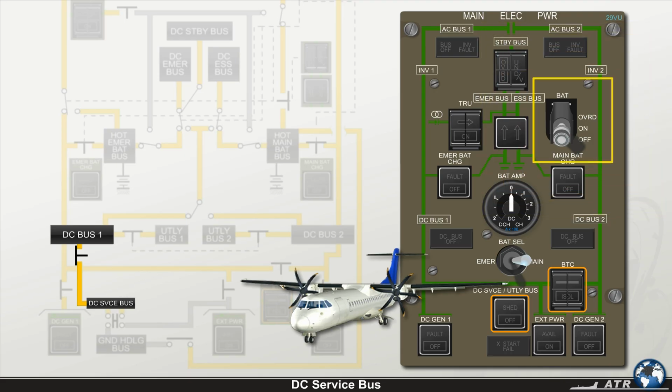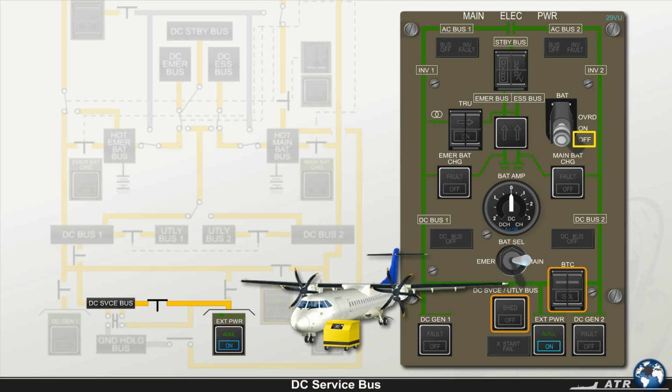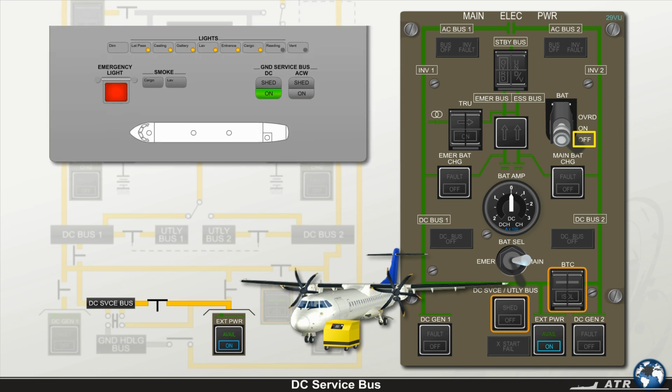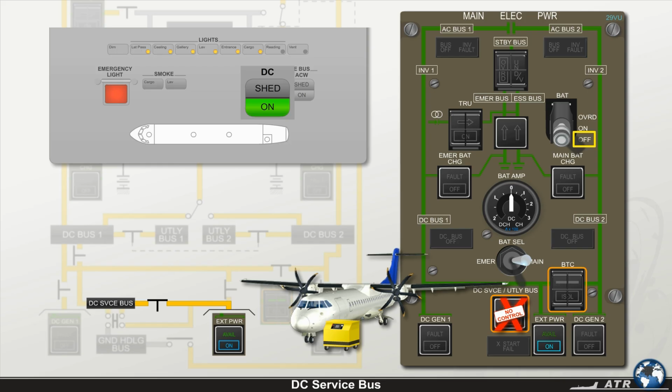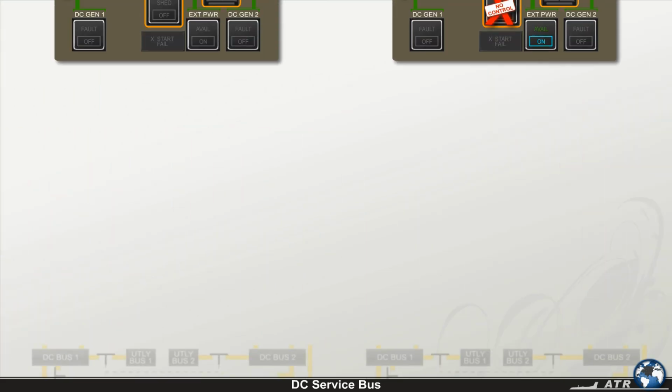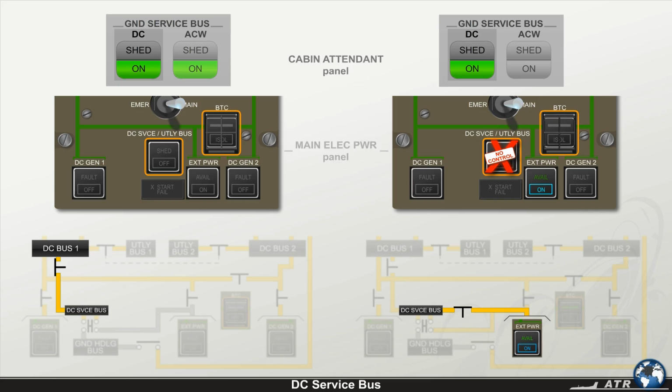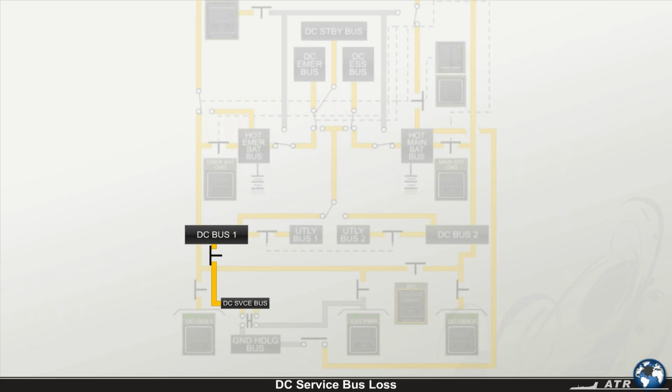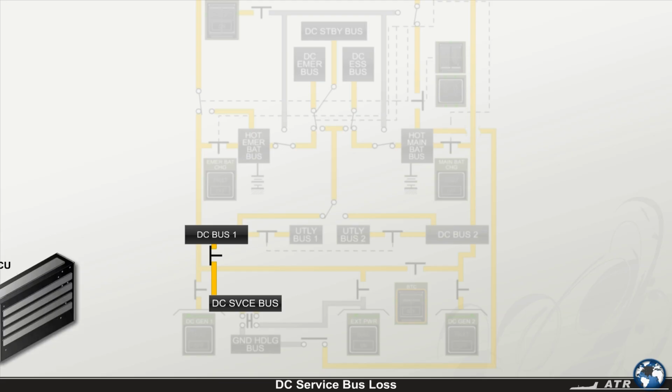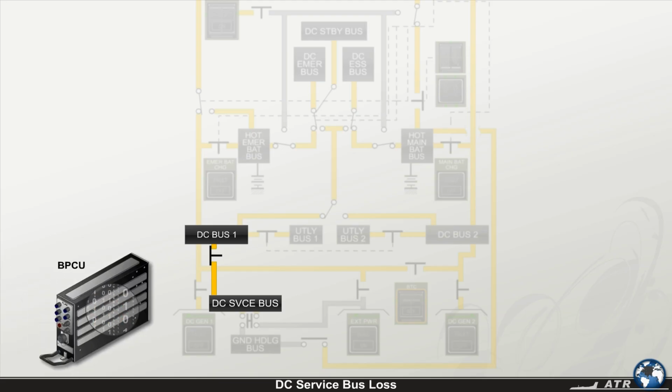On ground, even with batteries switched off, an external power unit can be used to sustain the DC service bus functions. In this case, only the cabin attendant's push button has control of the DC service bus. Let's take a minute to understand how the DC service bus can be lost and what you can do to recover the bus. If the bus power control unit detects an abnormal operation of the DC service bus, for example a faulty relay, it automatically sheds the bus.